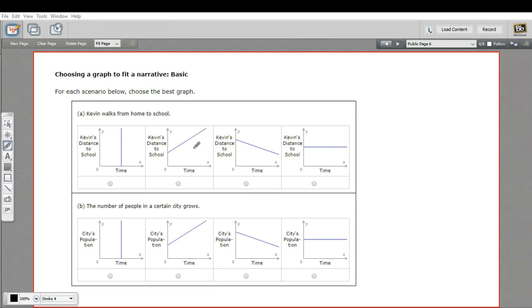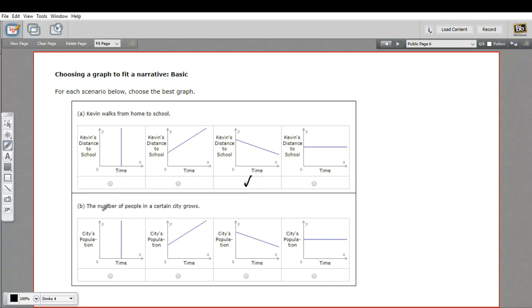That doesn't make sense. In this one, again, we have time and distance to school. It looks like the distance to school goes down the longer Kevin walks. Now that makes sense if he's walking towards school and he's walking from home to school. So this one looks like a pretty good candidate. Let's look at the last one though, just to be sure. Here, the distance to school stays the same even as the time goes up. So this looks like Kevin's just walking in place or maybe around in a little circle or something. So it looks like this one fits with Kevin walking from home to school.